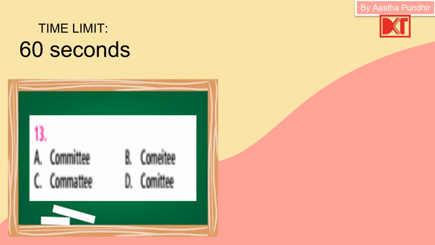Here the word we have is committee, and the correct spelling for committee is A. Committee actually refers to any certain group of people, a group which is set for some definite purpose, thinking upon something, or putting out a report or something like that.